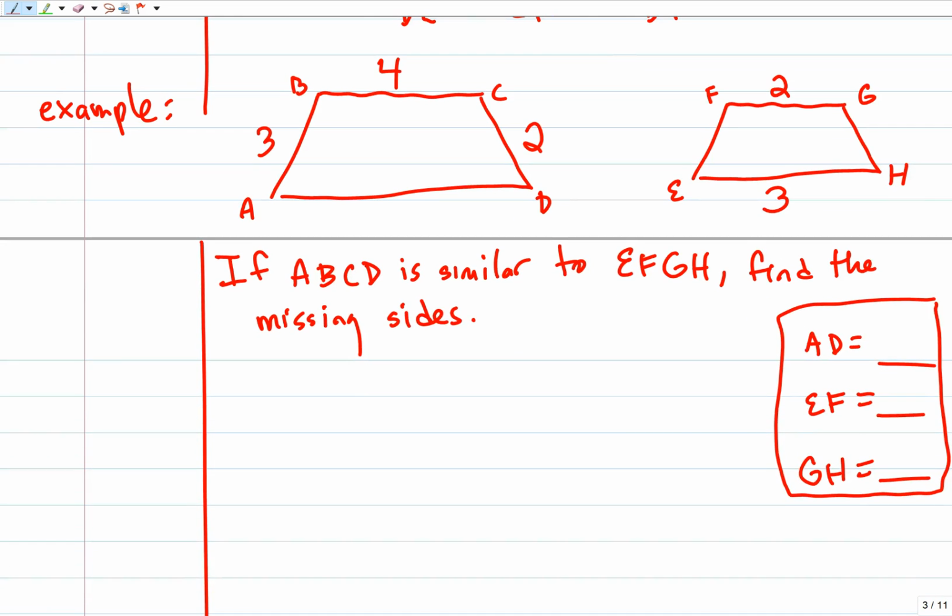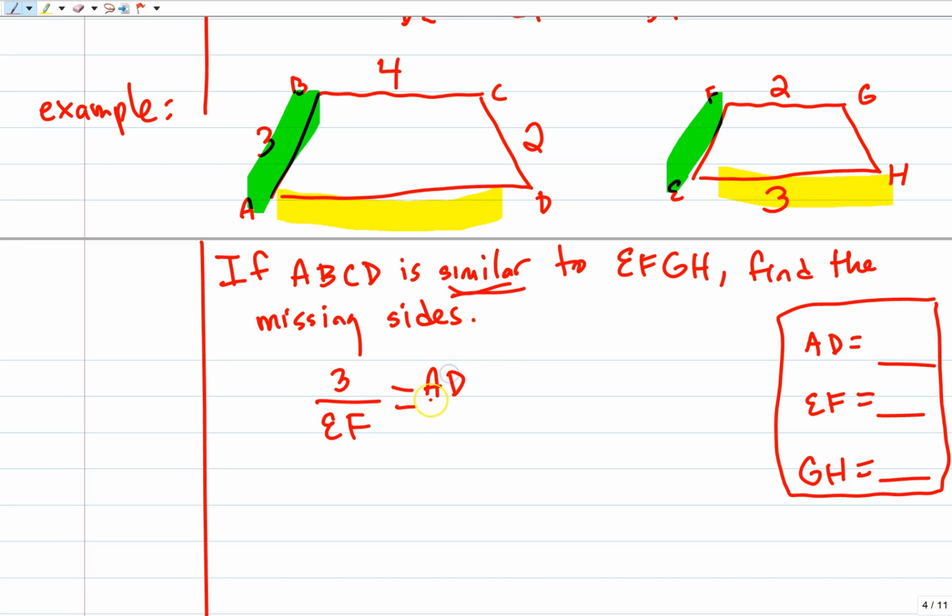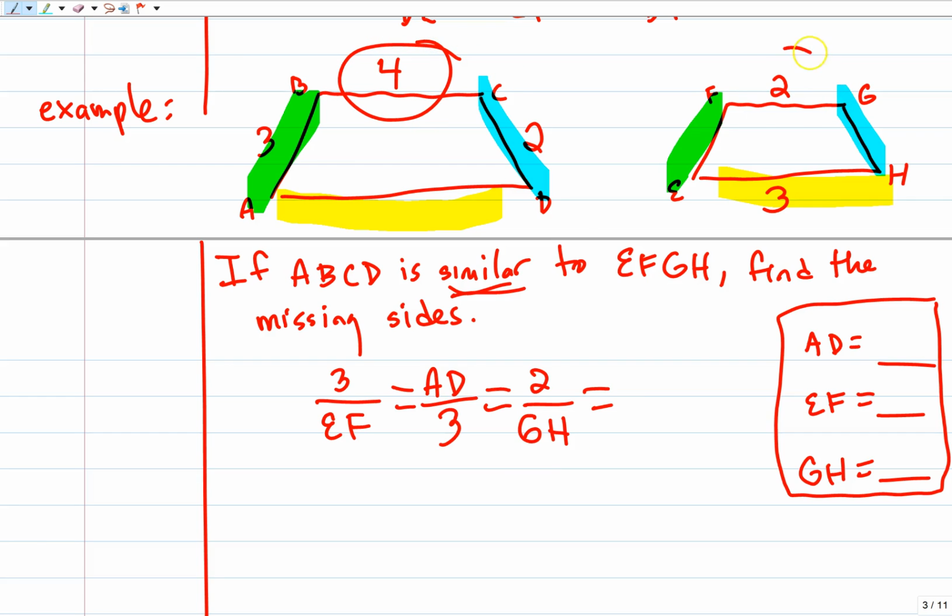How do we use this? Well, ABCD is similar to EFGH. Find the missing sides. Start setting up our ratios. If it is similar, then the sides are proportional. So AB over what? EF, which we don't know. AB over EF is equal to, pick another side, AD over 3, is equal to, let's do a third side, CD, or 2 over GH, is equal to, our last one, 4 over 2.